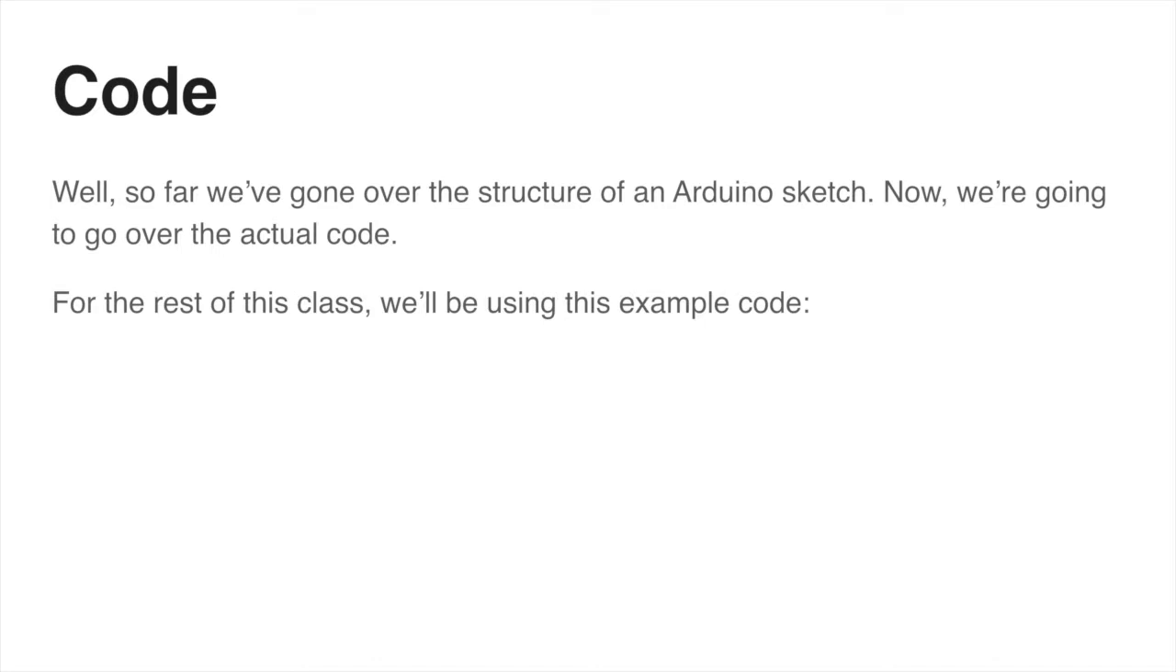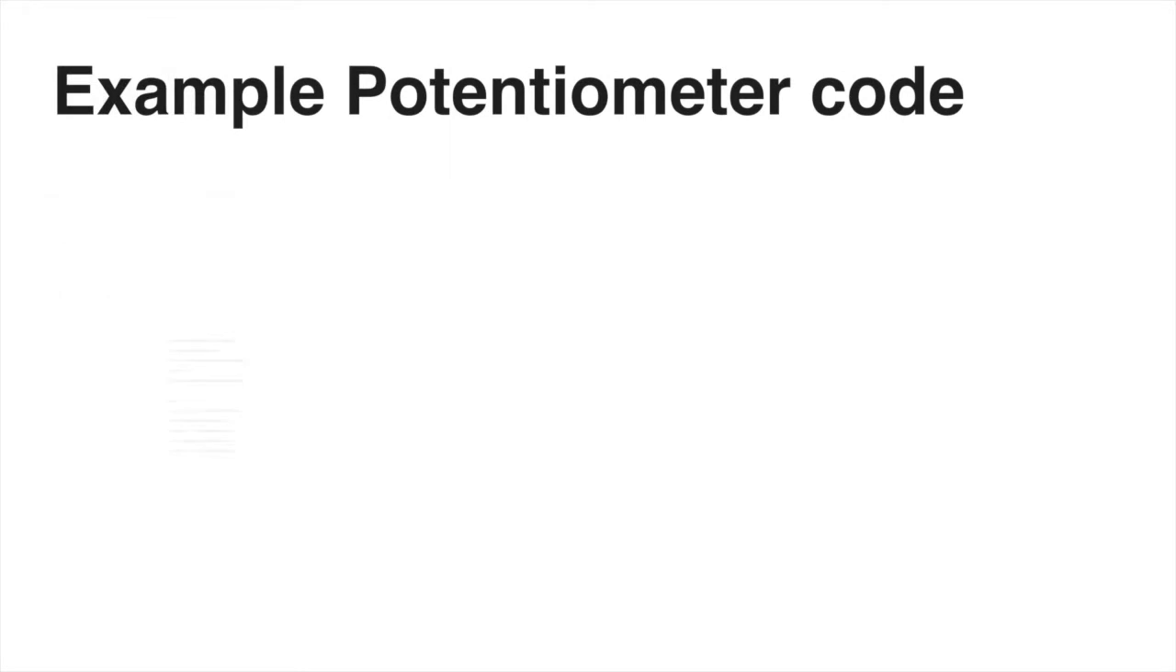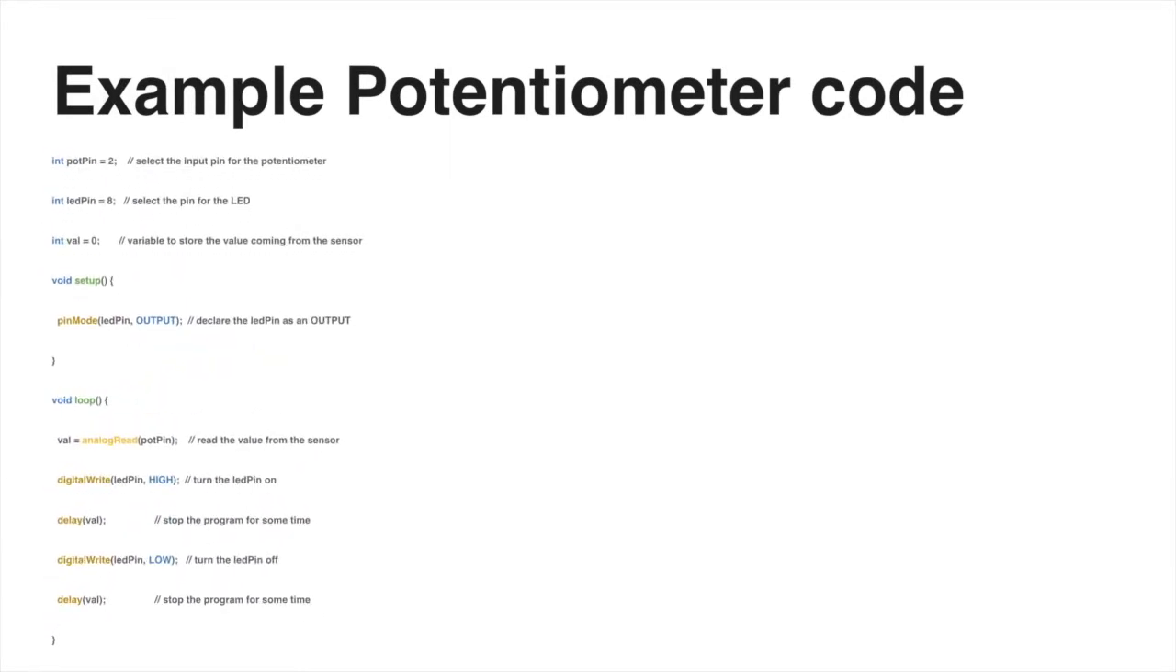For the rest of this class, we're going to be using the example code you're going to see on the next slide. If you were not at class and did not receive this handout, please let me know through the Slack chat or through piecrafters.com through the contact page, and I can get you that handout really quickly because this is rather hard to read, but I think you can actually read a little bit of it. You've got INT pot pin equals 2, INT LED pin equals 8, and so on. We're going to go through this handout in the next 2 or 3 lessons, and this is probably going to be one of the most important handouts you've received so far this semester.